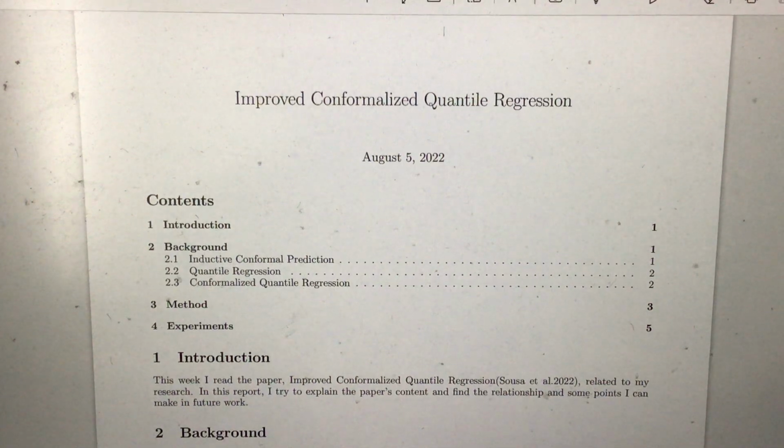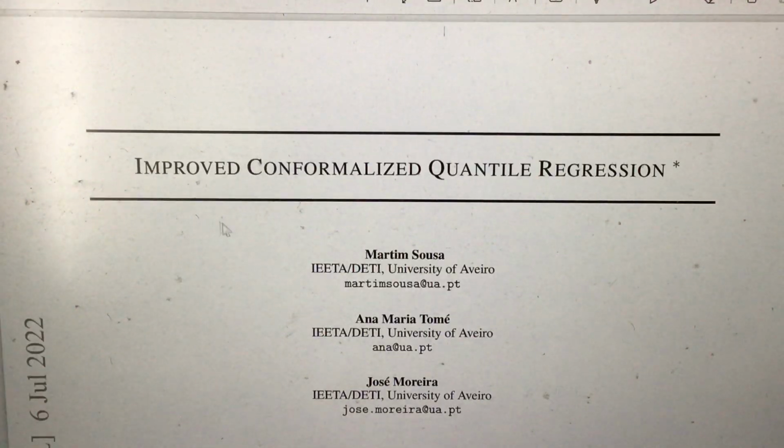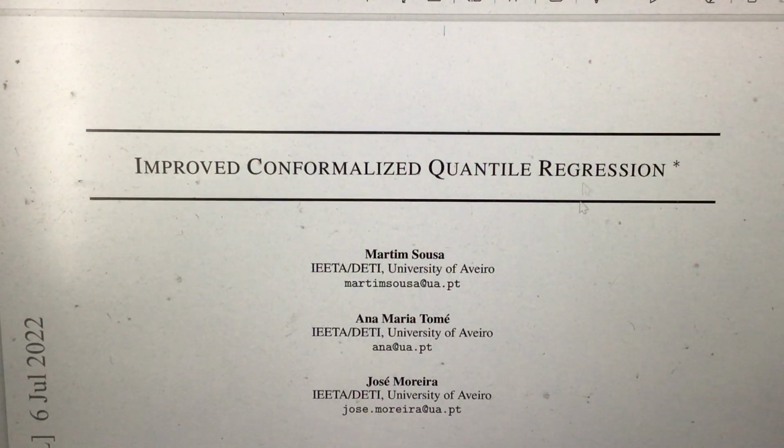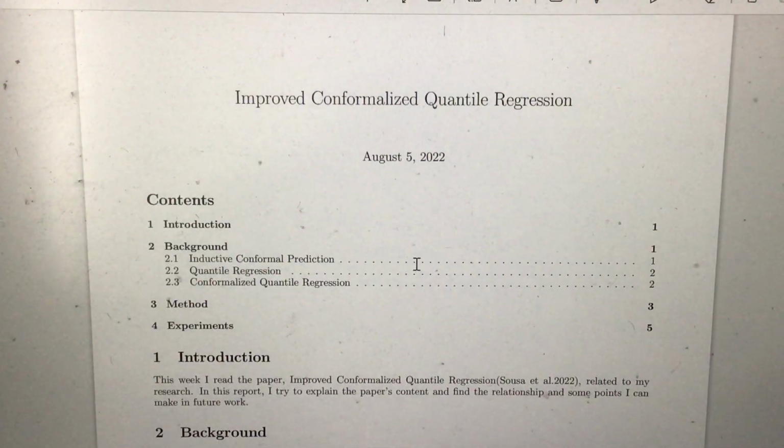Hello, I'm HYO. Today I'll talk about this paper called Improved Conformalized Quantile Regression. This is published, I think, last month, so this is a very recent paper. Okay, so let's talk about it.